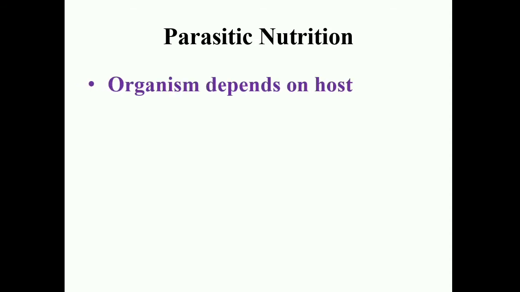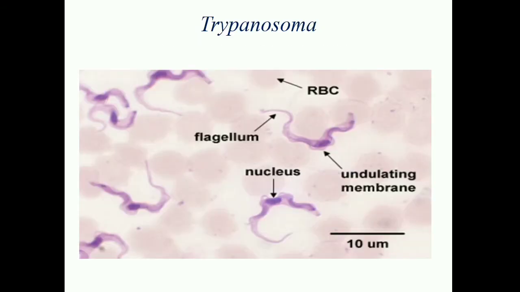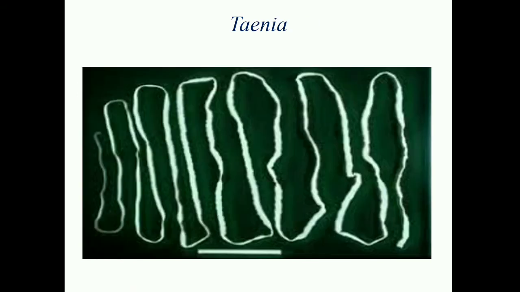Now second type of heterotrophic nutrition, it is parasitic. Parasitic means the organism, which is called a parasite, is dependent upon a host for getting nourishment, and it consumes ready-made food from the host body. For example, the parasite of sleeping sickness, Trypanosoma, is a very common example.